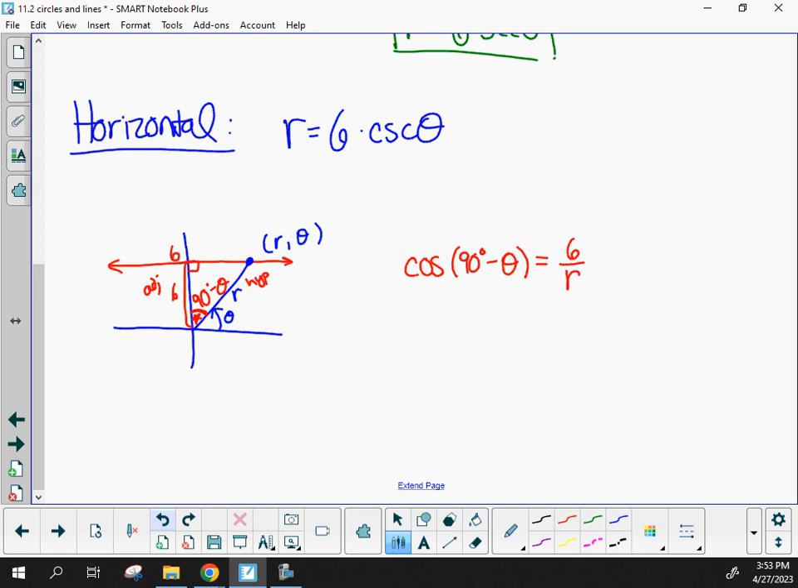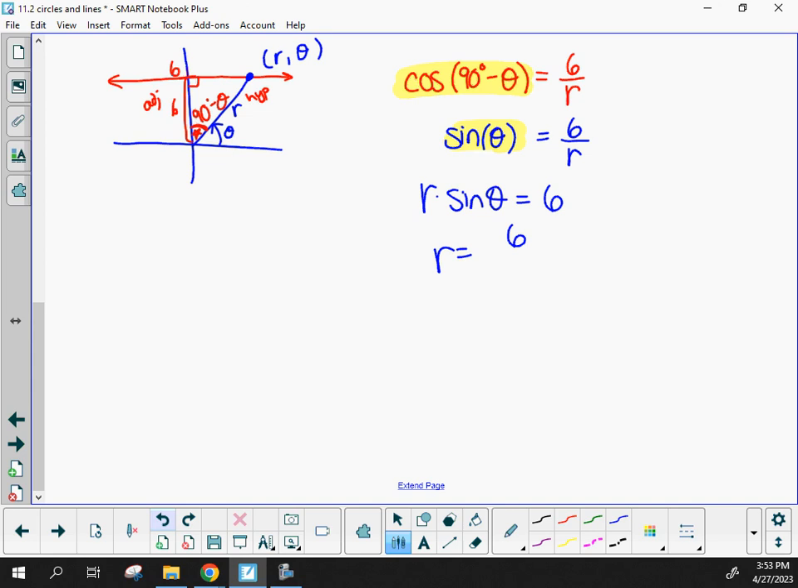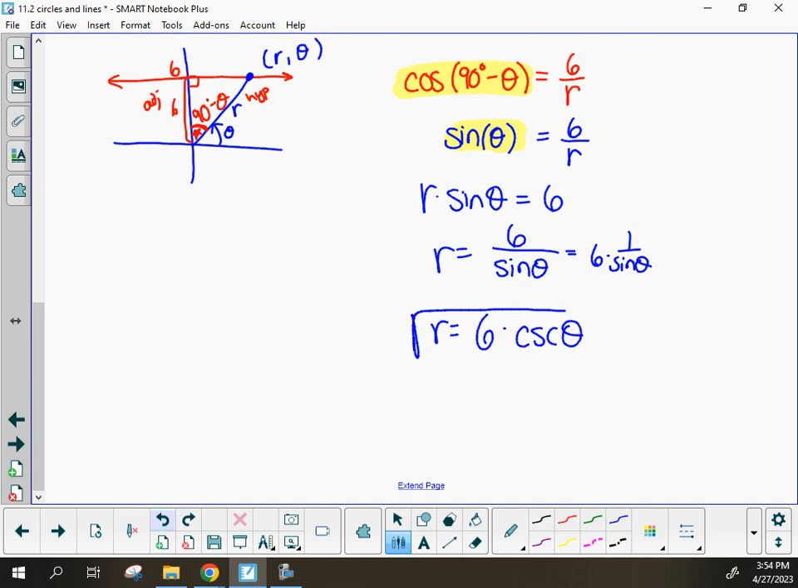Now, the first thing we're going to do right off the bat is take this out, use that cofunction property, and think about what we could put in its place. Cosine of 90 minus theta is the same as sine of theta, equals 6 over r. And let's just solve for r. I'm going to multiply both sides by r, which bumps it over to the left-hand side, and divide both sides by sine theta. If you want to split that apart, you could make it 6 times 1 over sine. You don't need to do that, fine. Which is 6 times cosecant of theta.